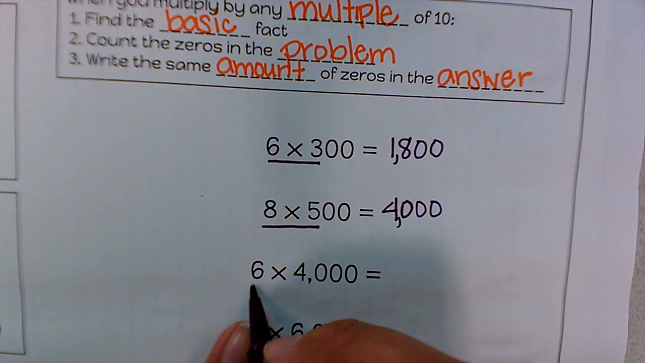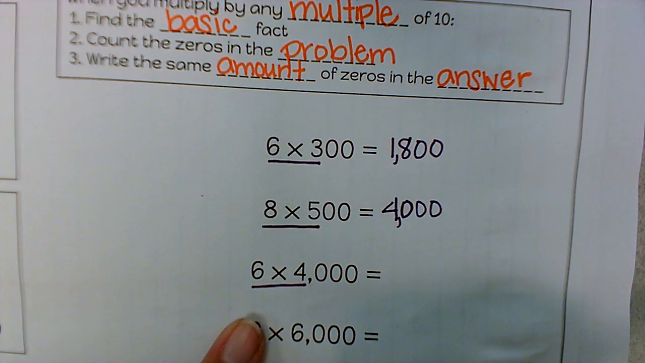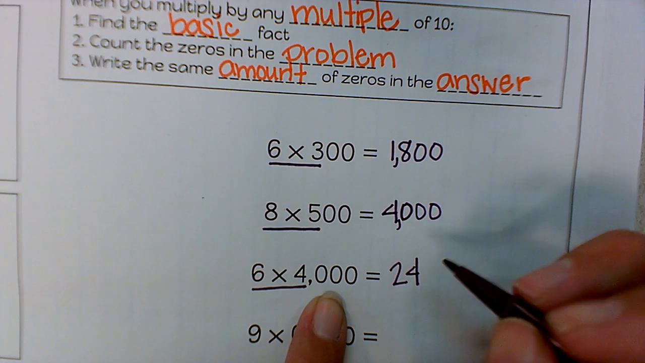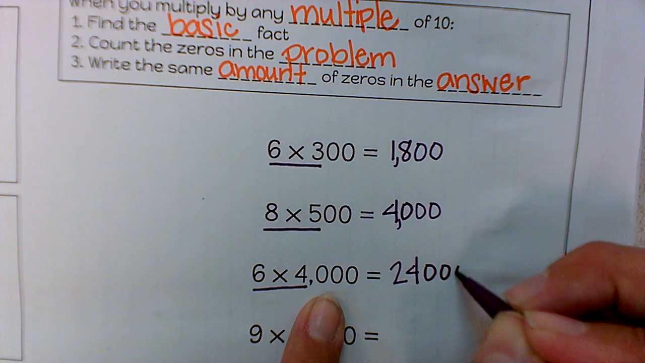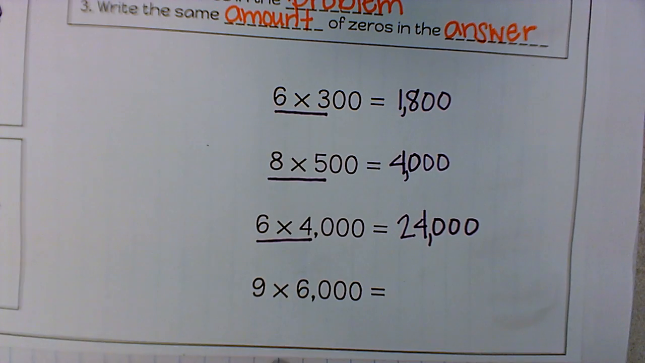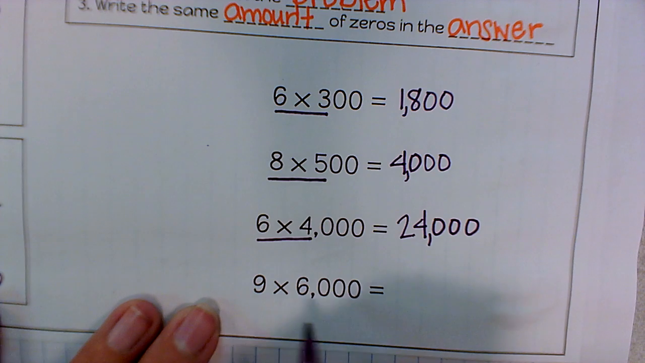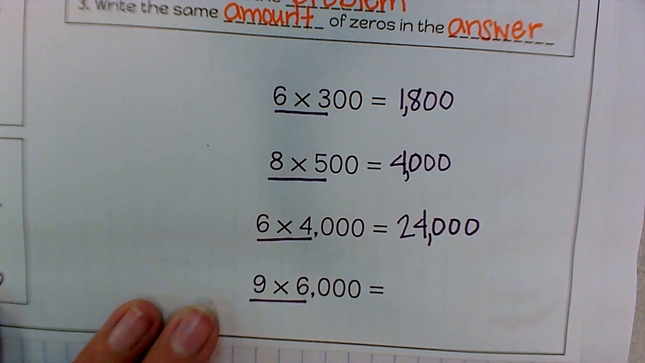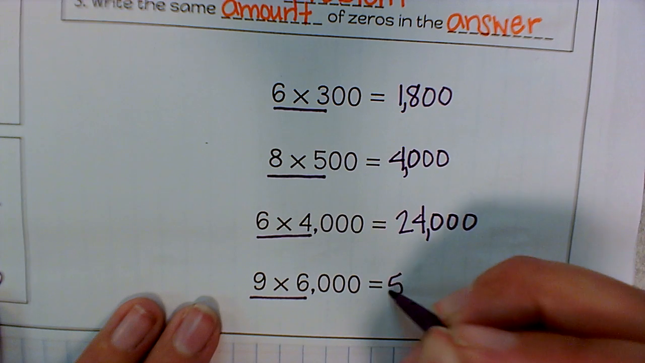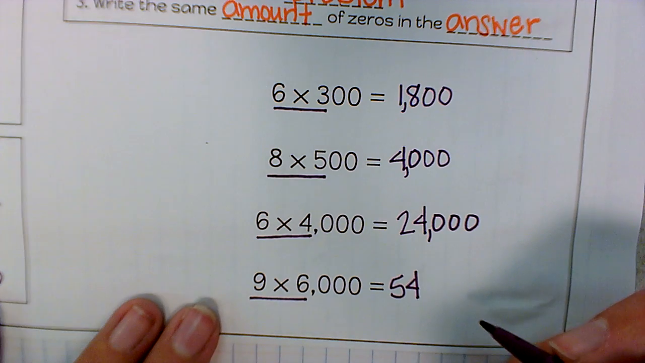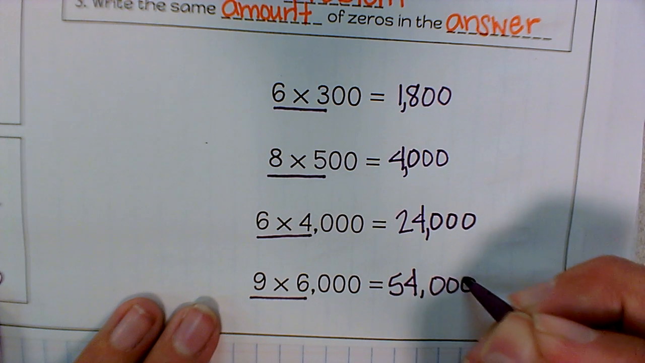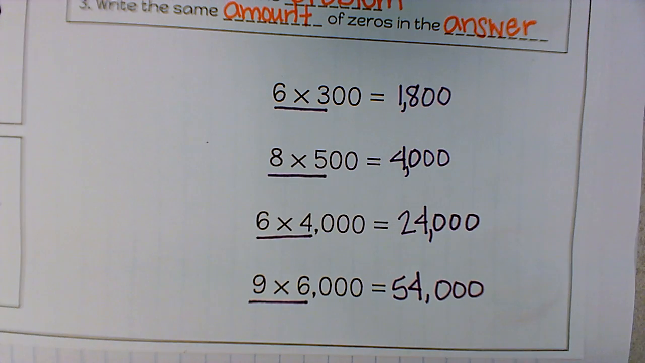6 times 4,000, I identify my basic fact. 6 times 4 is 24. There are 3 zeros in my problem. That means I need 3 zeros in my answer to get 24,000. And our last one, 9 times 6,000. My basic fact is 9 times 6. And I'm going to think for a minute. 9 times 6, if you said 54, there are 3 zeros in my problem, so that means 3 zeros in my answer.